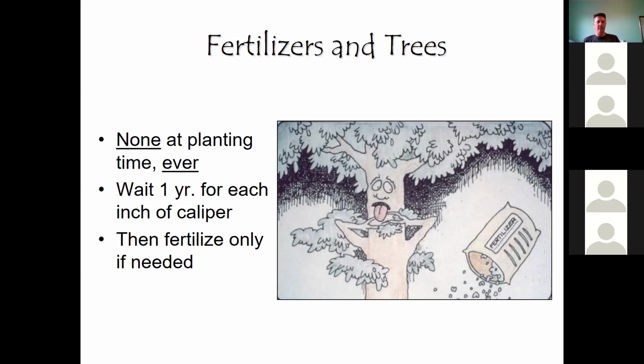So sometimes a periodic fertilizer for them might be necessary, and certainly the commercial growers fertilize every year, but they're able to measure that harvest and correlate harvest with fertilizer load. But typically in the landscape garden situation, wait at least a year for each inch of trunk diameter before you fertilize. So let it work out on its own before we start stimulating leaf growth and top growth. We want to make sure that the root system has had a chance to get some size to it.